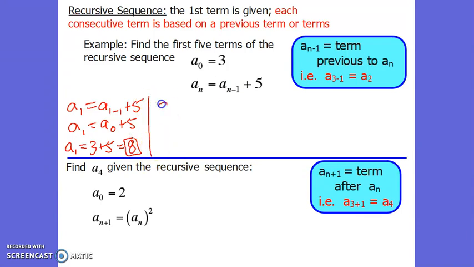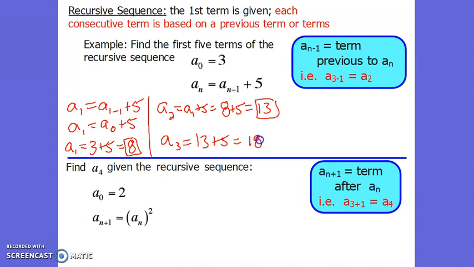So then if I want to go on to find a sub 2, it'll be the same idea. 2 minus 1 would have been a sub 1 plus 5, or basically my 8 plus 5, which is equal to 13. A sub 3 is the same idea. 3 minus 1 would have been 2. Since a sub 2 was 13, I'm going to add 5 to that. So I get 18, and so forth and so on.